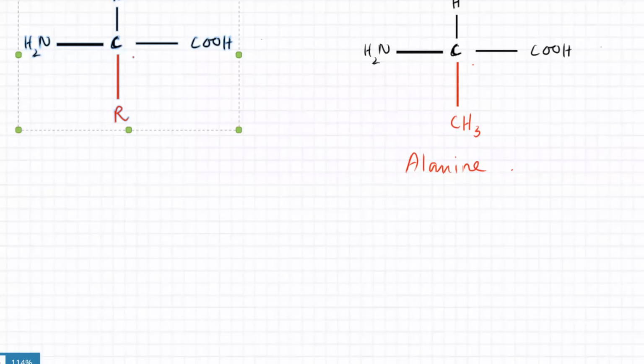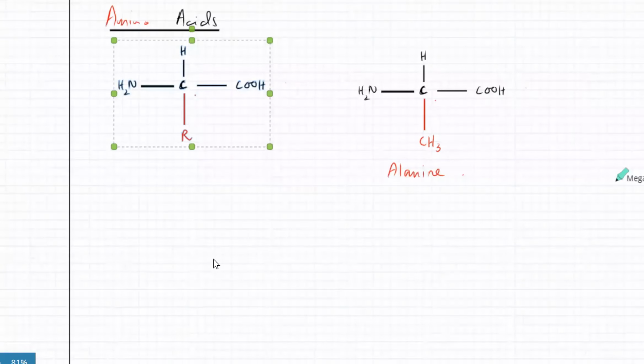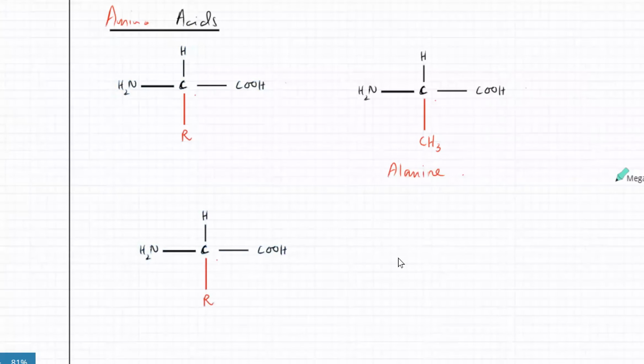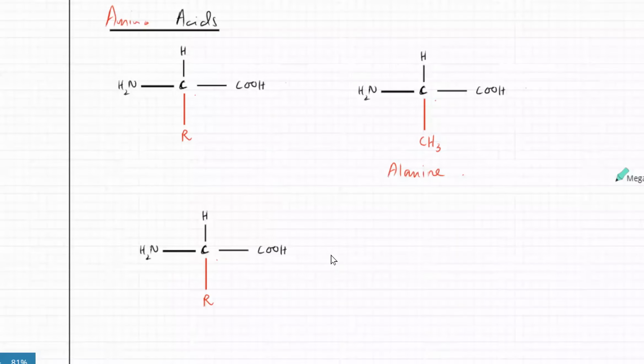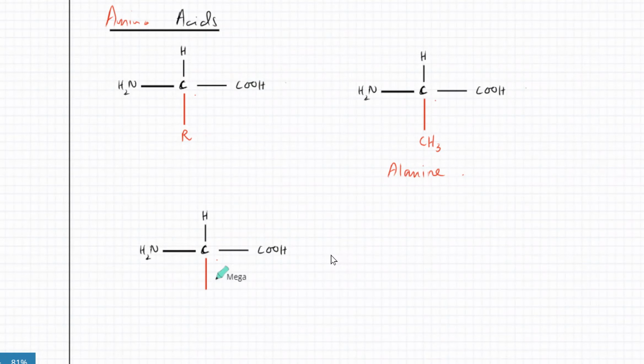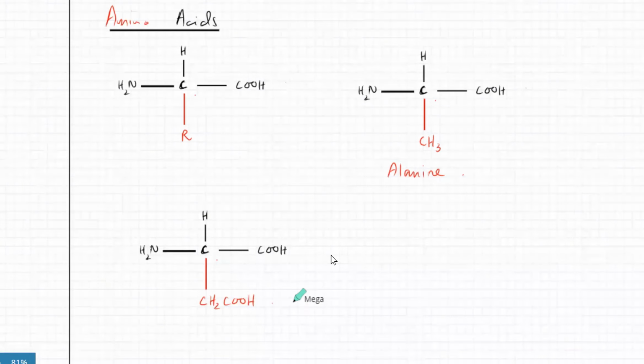So if I just copy paste this, an aspartic acid molecule is going to be this one. Where's aspartic acid? This one, the second one. It's CH2COOH. So that's what aspartic acid is. So I'm going to drop off this R and change it to CH2COOH. So it's basically a carboxylic acid in the side chain.